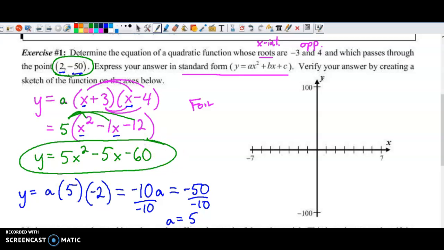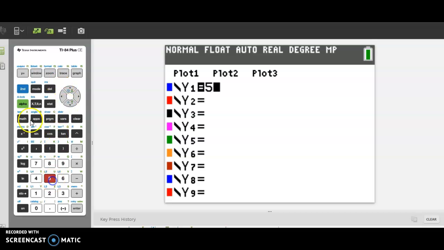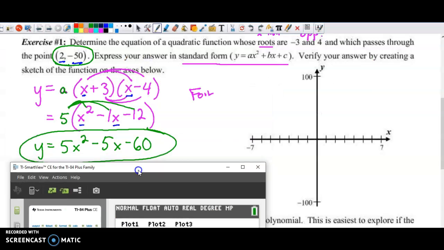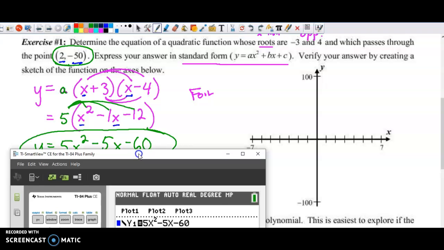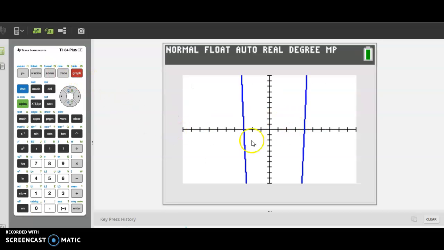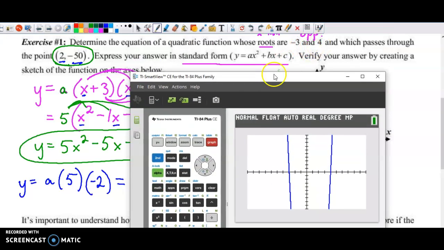And in order to check my work, I'm going to use a graphing calculator and just type it in, y equals 5x squared minus 5x. I'll double check in a second. Yeah, 5x squared minus 5x minus 60. And when I go to the graph, you might not see exactly what I'm looking at, but just hitting the graph, I can see that the x-intercept's negative 3, and then another x-intercept at 4, which is what was stated with the roots.